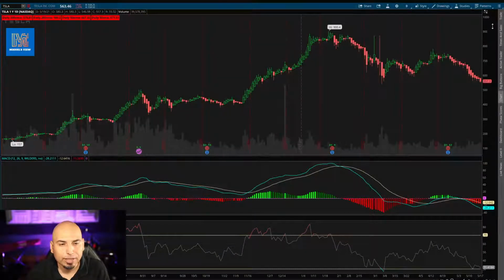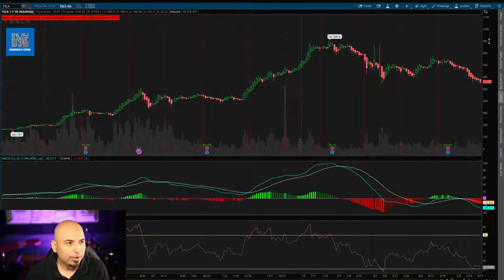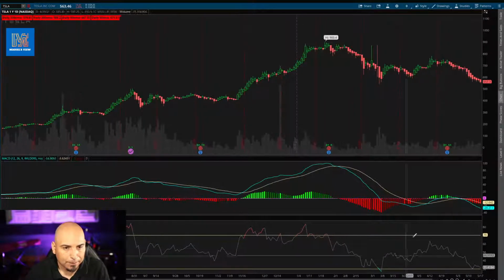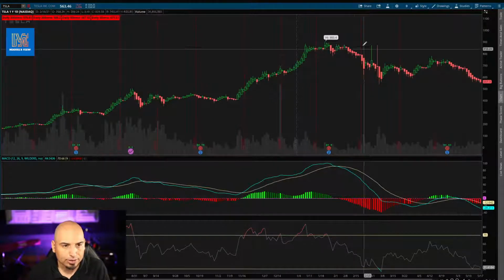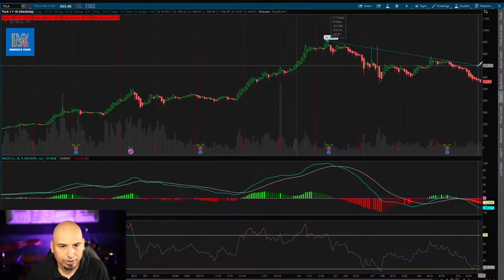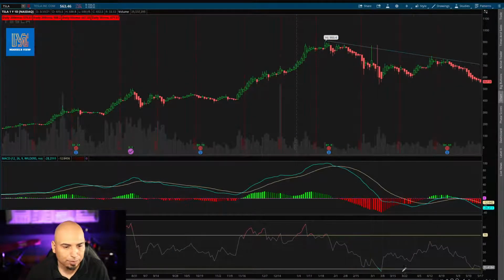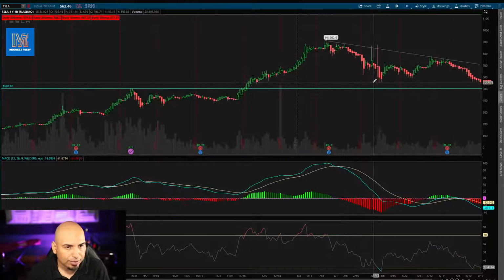All right, guys, let's go right to it. Let's open up this Tesla. All right, and let's go ahead and start drawing some trend lines here on Tesla. As you can see, we are in a downtrend here on Tesla. Let's draw some support and resistance really quick and what you need to keep an eye on. So we have some support areas right there and right here.